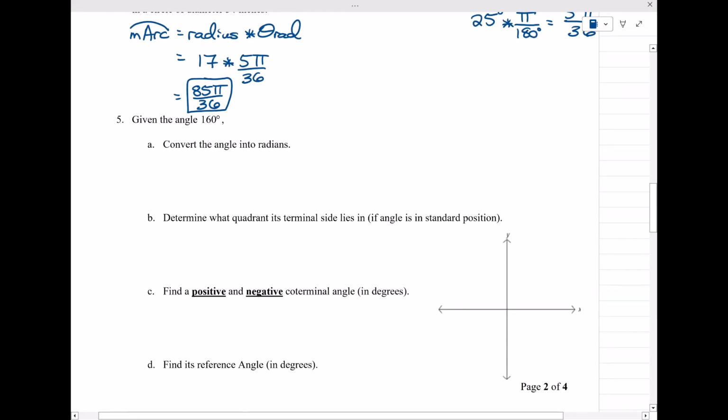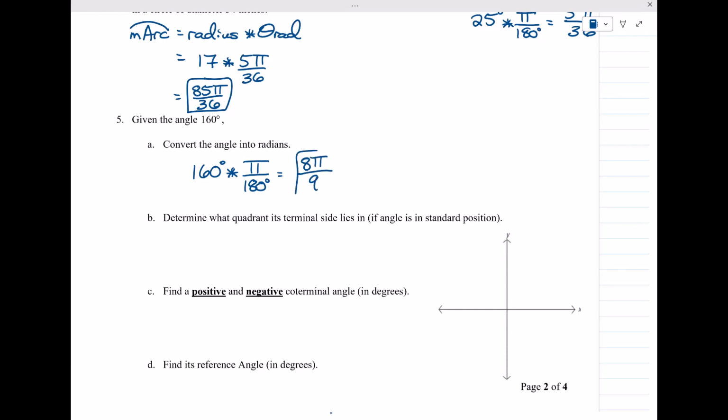Moving on to number 5, it says convert the angle into radians. Well, we said if we want to get radians, we take our angle and we multiply by what we want over what we don't want. So again, on your calculator, let's type 160 ABC 180, and my calculator is going to say 8 over 9. So the answer is 8 pi over 9.